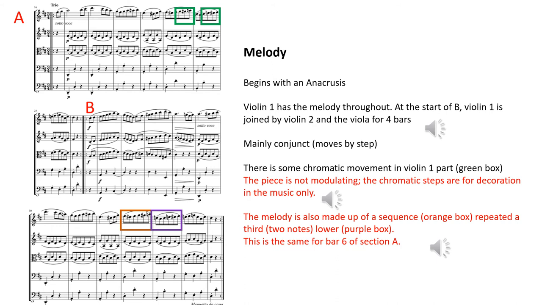This idea in the orange box is repeated a third or two notes lower in the purple box. This is the same for bar 6 of section A. Let's have a listen to the orange and purple boxes in context. I will play you B. Have a listen for the sequence. Here comes the sequence now. Have a listen and see if you can recognise that sequence by yourself.